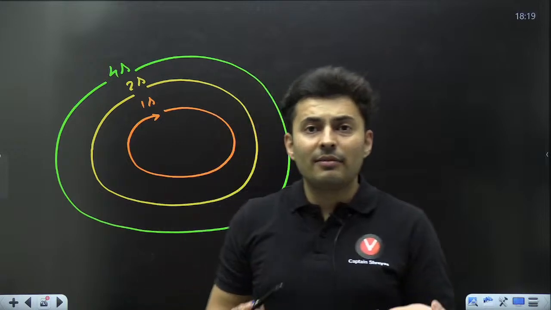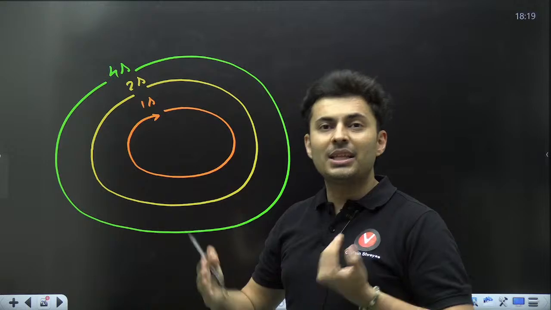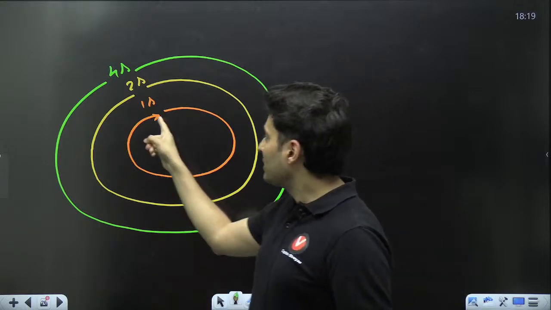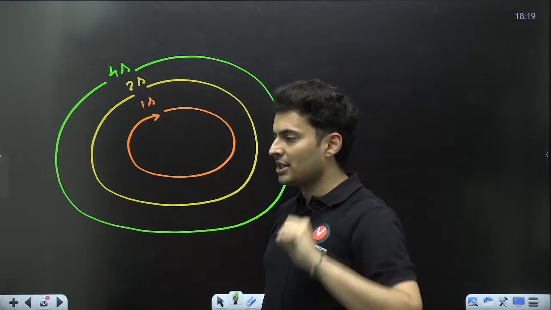So what do you think will be the period if they start together so that everything repeats as it is? Is it 1, 2 or 4? Answer it in the chat box.